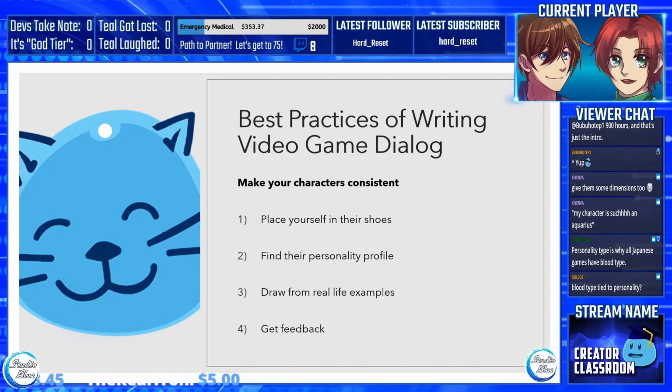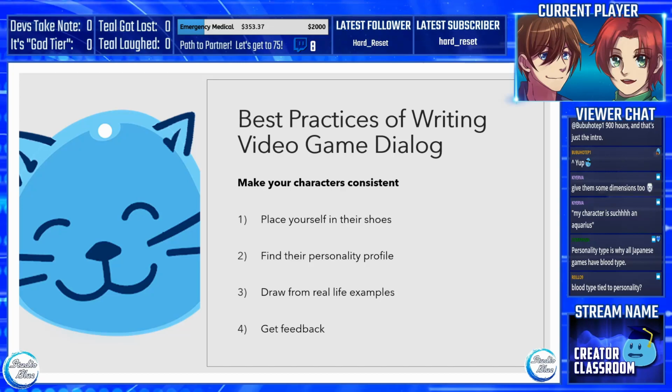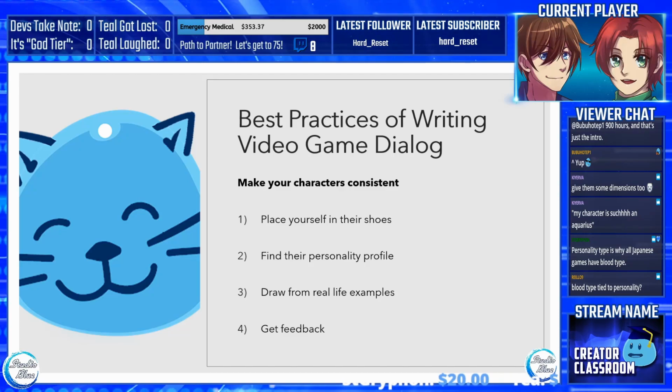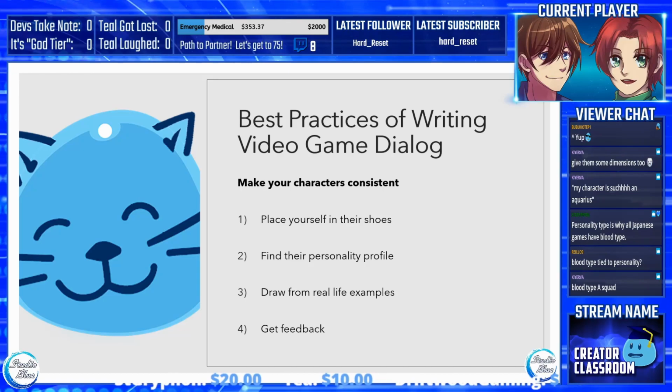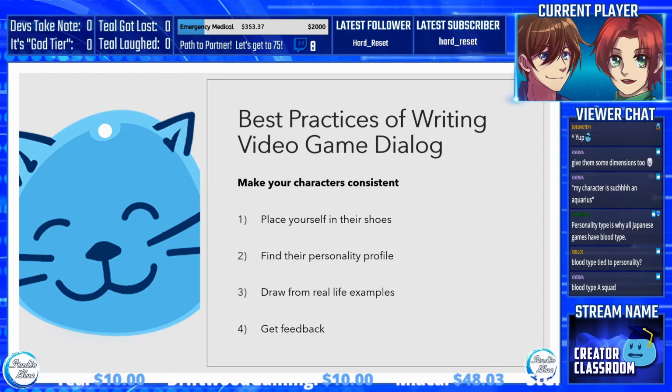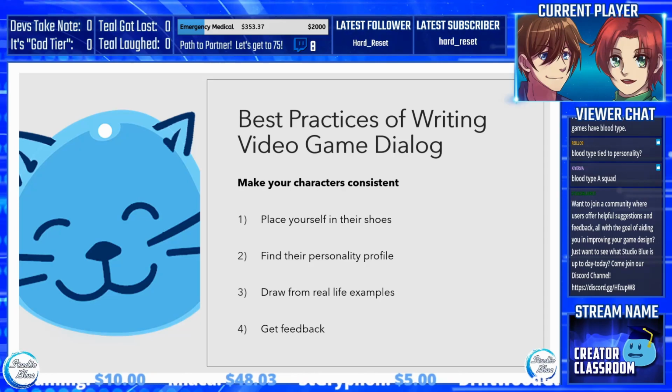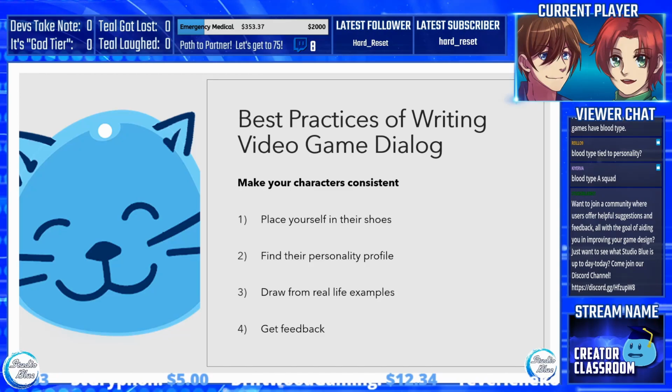Show your character, your character's dialogue, the things that they do, where they're at, to others. Perhaps, let's say that your character is an engineer. Get feedback from a real-life engineer. Your character's a teacher. Get feedback from a real-life teacher. Would a teacher say that? Would a teacher do that? A teacher would know.